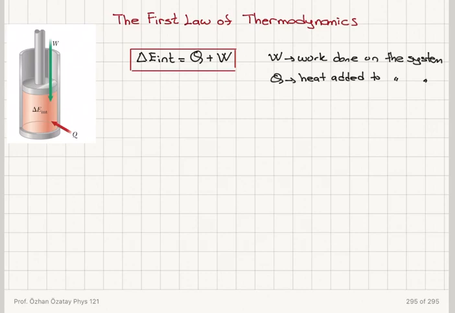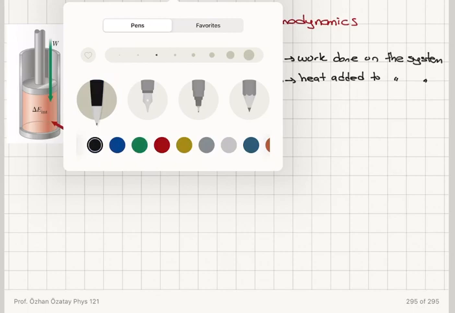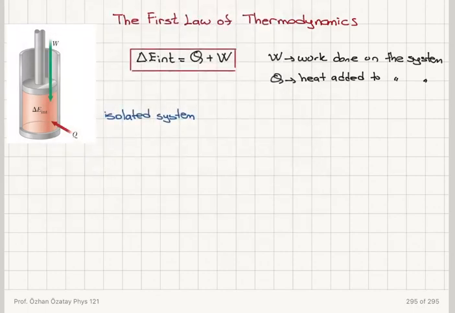To start with, let's talk about an isolated system. So if a system is isolated, that means it has thermally insulating walls. There is no thermal contact with its environment or with any other system. That means heat exchange is not allowed. Q is equal to 0. And if that's the case, the only way to change the internal energy of the system will be by doing work on the system.